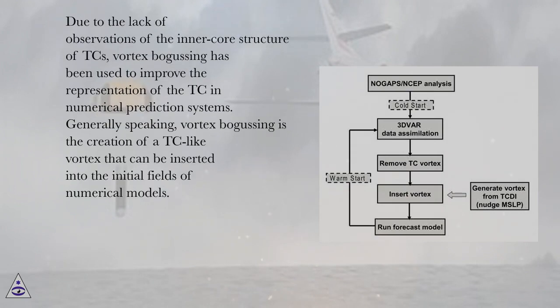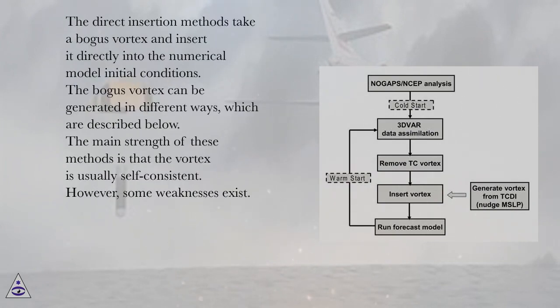Due to the lack of observations of the inner core structure of TCs, vortex bogussing has been used to improve the representation of the TC in numerical prediction systems. Generally speaking, vortex bogussing is the creation of a TC-like vortex that can be inserted into the initial fields of numerical models. The direct insertion methods take a bogus vortex and insert it directly into the numerical model initial conditions. The bogus vortex can be generated in different ways, which are described below. The main strength of these methods is that the vortex is usually self-consistent.